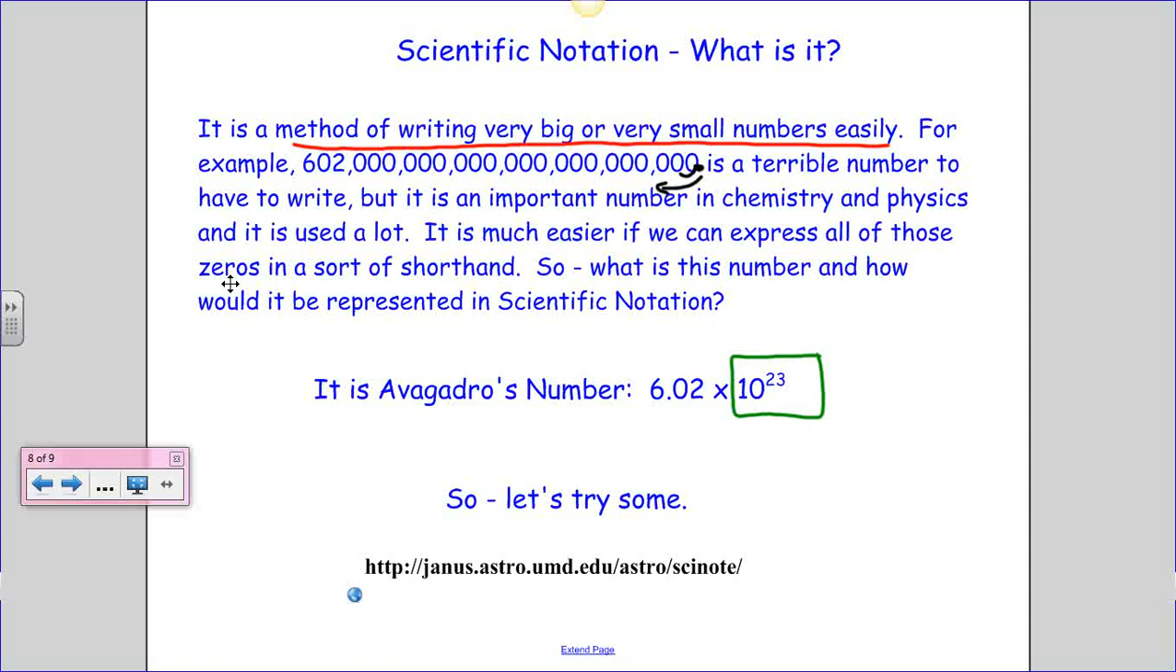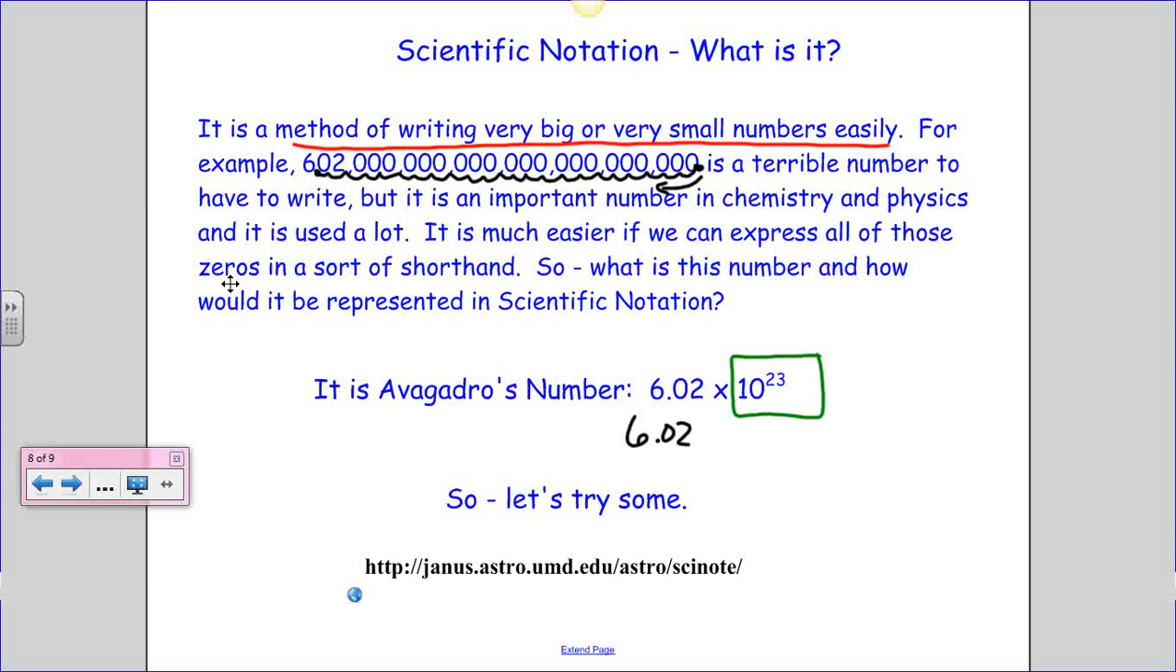So we move it 1, 2, 3, 4, 5, 6, 7, 8, 9, 10, 11, 12, 13, 14, 15, 16, 17, 18, 19, 20, 21, 22, 23. We moved it 23 places over. So now our decimal point is right here, and we can write it as 6.02. We don't want to get rid of that 2. We want to keep it there because it was important. And we don't want to write 602 with the decimal point at the end. It's just not convention.